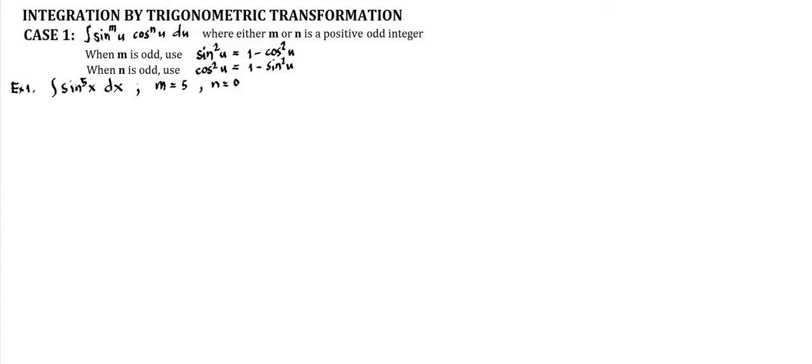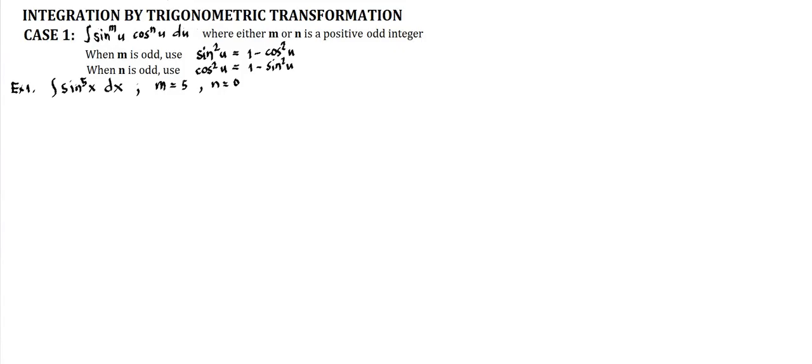So, case 1 tayo. Integral of sine raised to m of u cosine raised to n of u du, where either m or n is a positive odd integer. So, dito sa type na ito ng problem, when m is odd, we need to use the transformation sine squared u equals 1 minus cosine squared u. And then when n is odd, we need to use the transformation for cosine squared. Cosine squared u equals 1 minus sine squared u.